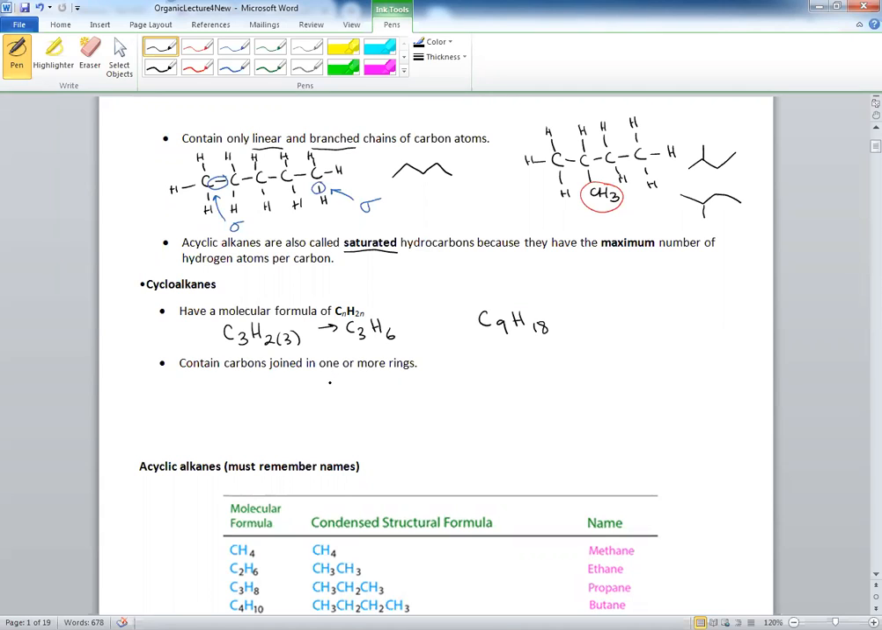And they can be joined in one or more rings. So for now, we're going to work on just a few simple rings. So the ring structure of C3H6 would look like this. It's a triangle.